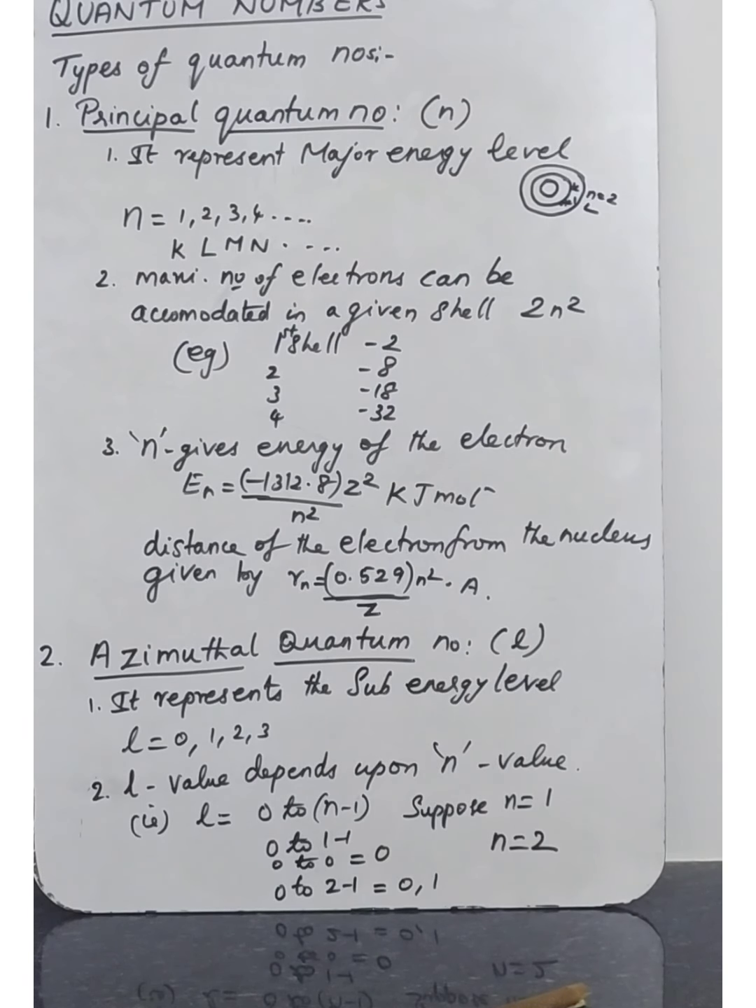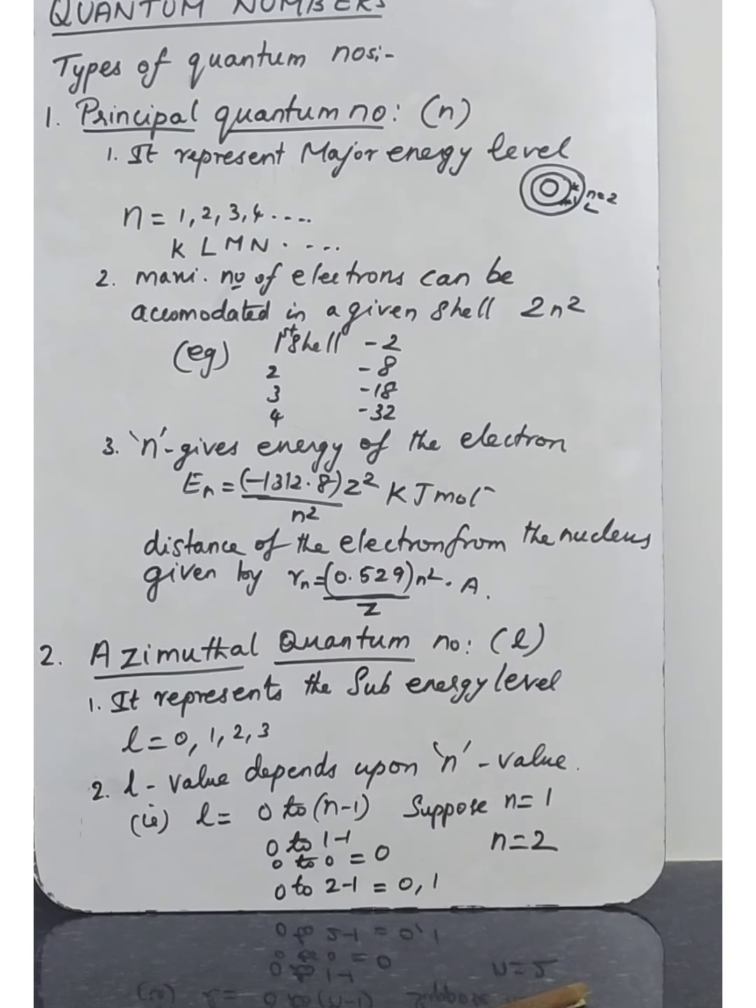Understood? If n is equal to 4, how can we write? 0 to n minus 1. n is 4, so 4 minus 1 is 3. Before 3, 2 is there, 1 is there, 0 is there. So for n equal to 4, the possible l values are 0, 1, 2, 3.